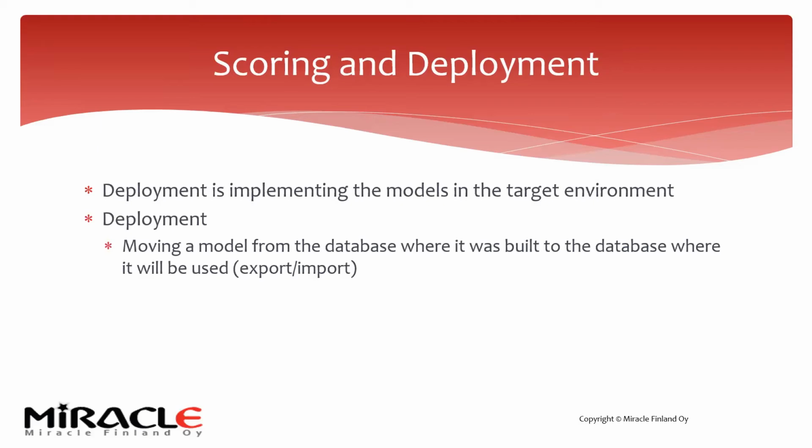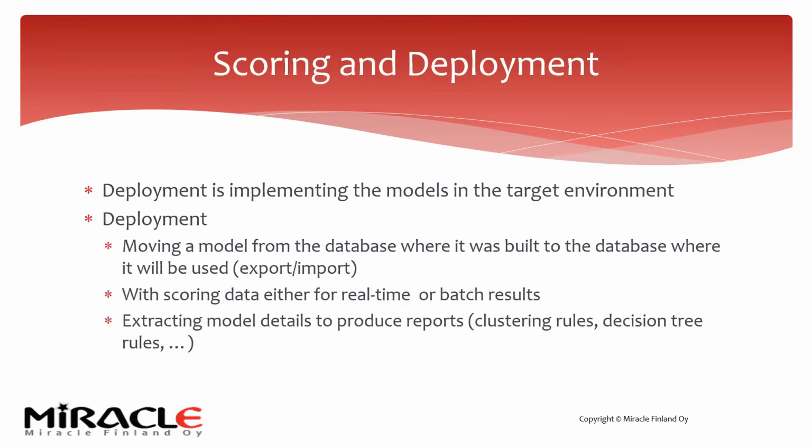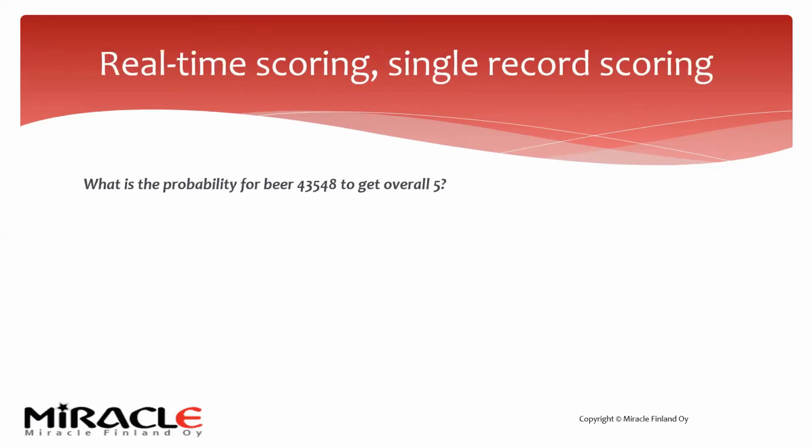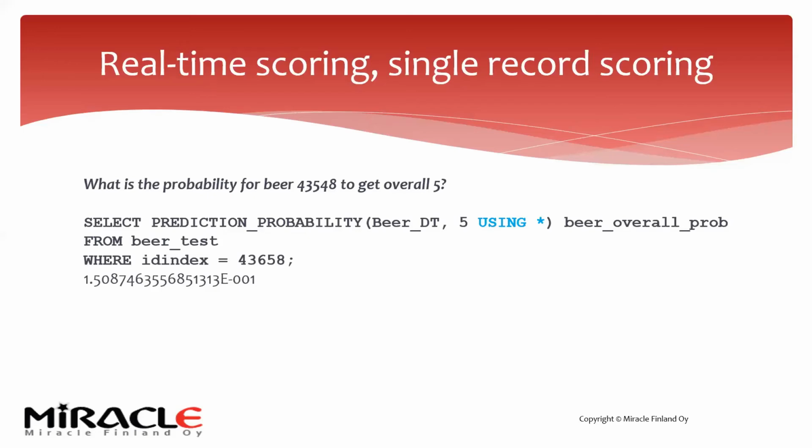So I already mentioned that everything here is really a database object. So the model is a database object. I can go and export and import that database model to my production environment. Real-time scoring: I can use my model beer_DT to predict the probability of beer 43548 to get overall rating 5. So here you see the using and star. This means that we are going to use all the attributes in this prediction. So it's not going to be number 5, very likely.